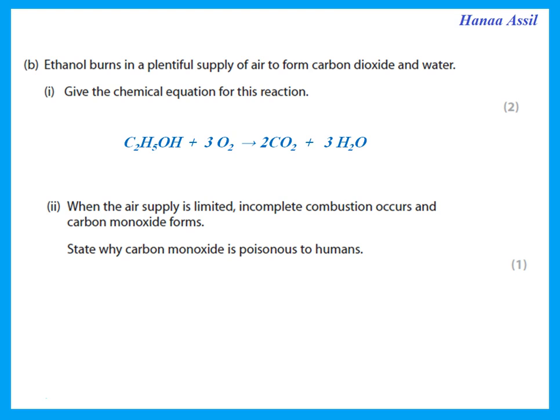When the air supply is limited, incomplete combustion occurs and carbon monoxide forms. State why carbon monoxide is poisonous. Remember we said carbon monoxide is poisonous because it reduces the capacity of blood to carry oxygen. So it does not allow the blood to carry as much oxygen as it should.